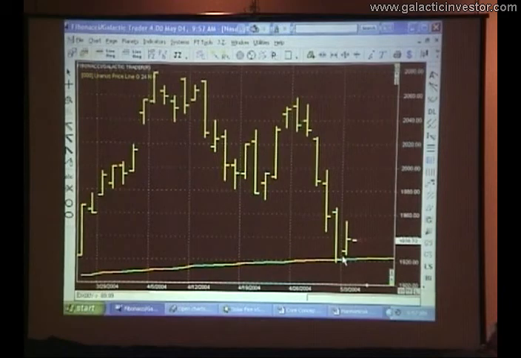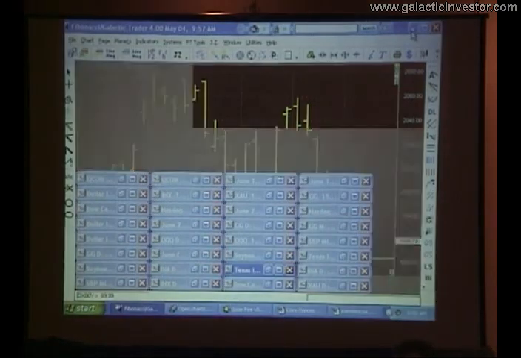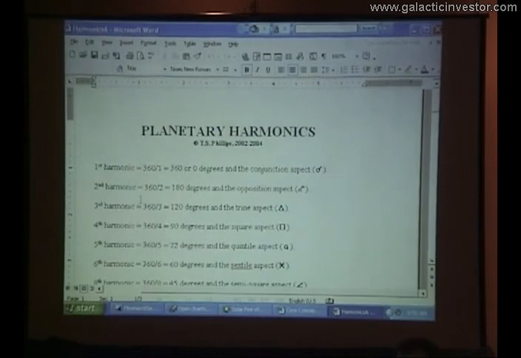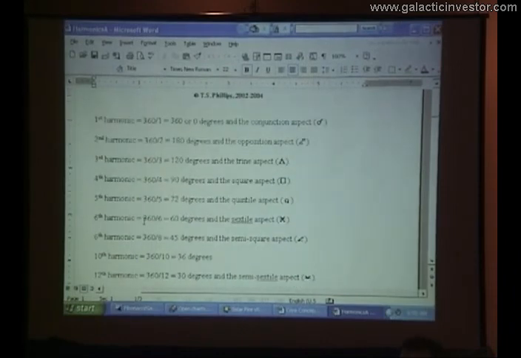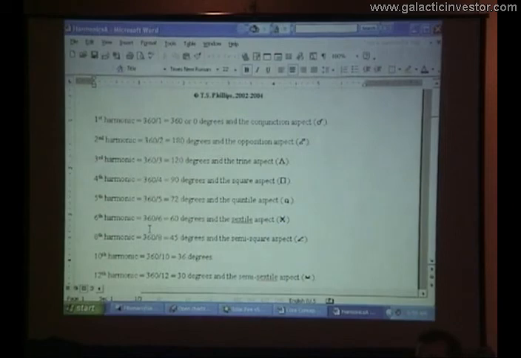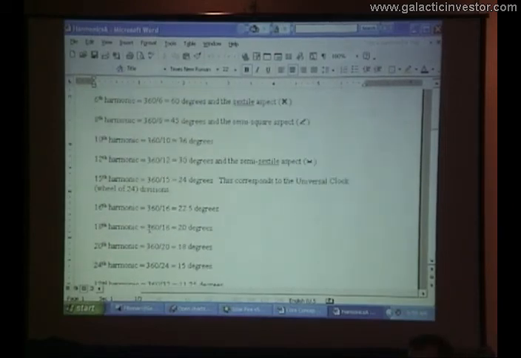Well, you could focus on the strongest aspects. And that relates to harmonics, and I want to go back to that sheet. You could focus on the major ones: first, second, third, fourth harmonics, because those are going to be the strongest planetary lines. But you can get a reversal on any harmonic. Just realize that some of these are not going to be as strong necessarily, but you can get a precise high or low that can terminate a trend based on any one of these harmonics.